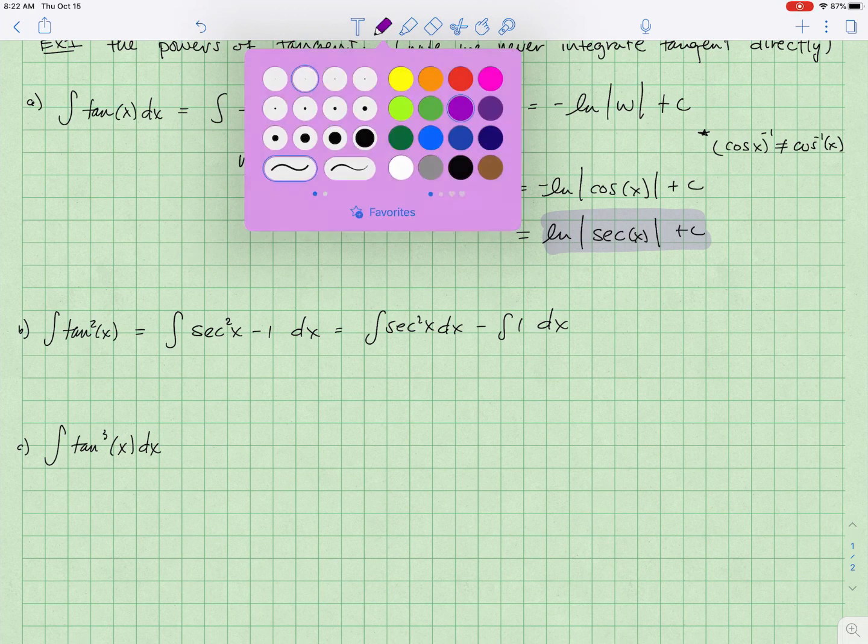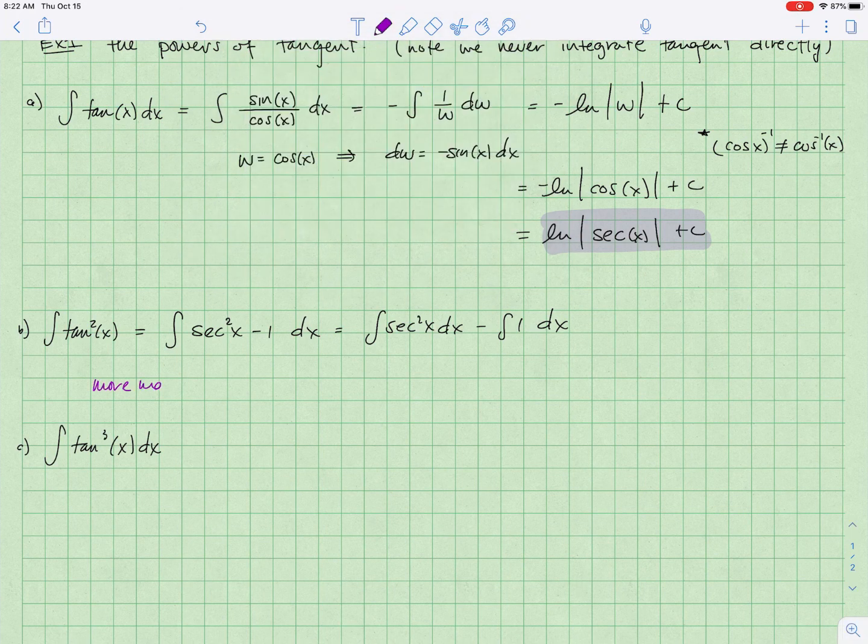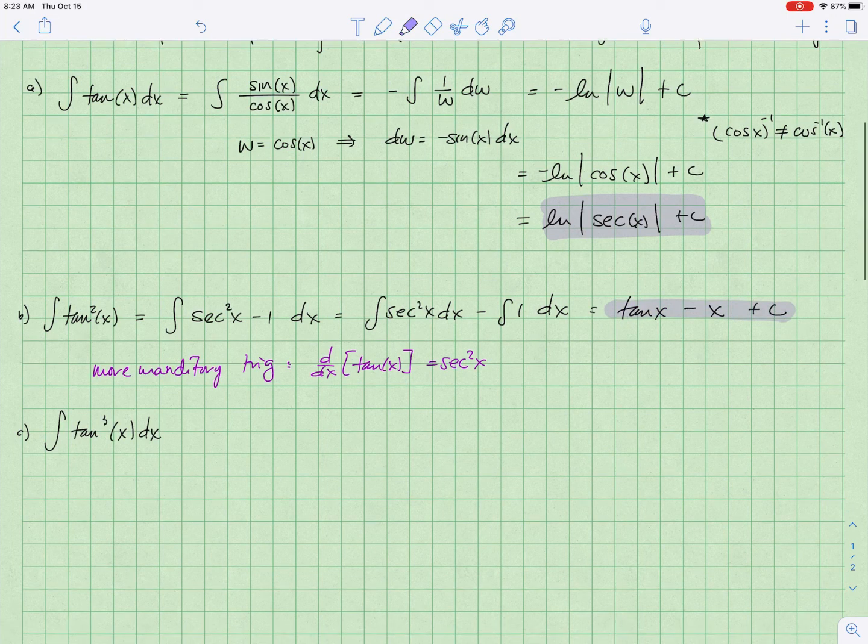So more mandatory trig. This is sort of the calculus of trig. You need to know that the derivative of the tangent is the secant squared, which directly relates to the antiderivative of the secant squared, which makes this the tangent of x minus x plus c. And that is our antiderivative.